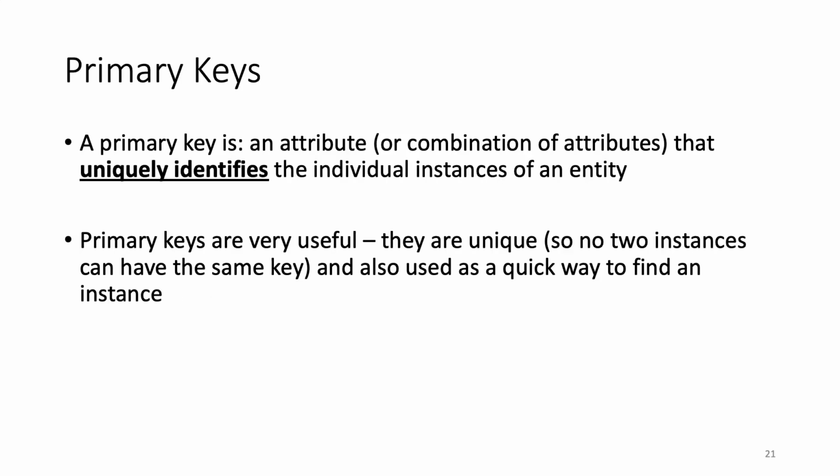So the first thing is that with any data system, we really want to have a primary key. A primary key is an attribute or perhaps a combination of attributes that uniquely identifies the individual instances of an entity. That combination or that attribute, that value, only refers to one instance of the entity and only one. They're incredibly useful, they're unique, and they're usually indexed. They're a very quick way to find an instance of an entity.